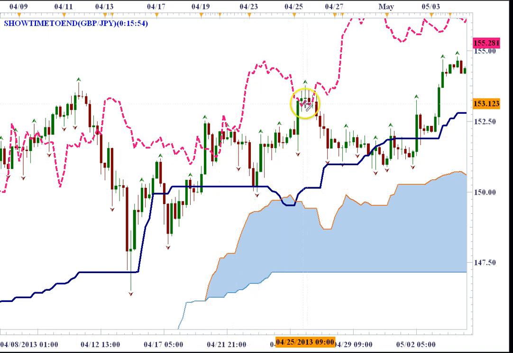But this trade would have worked out for you, but still we didn't get into the trade because of the Chikou span. Now here's another one, bounced right here. Did we get into the trade?